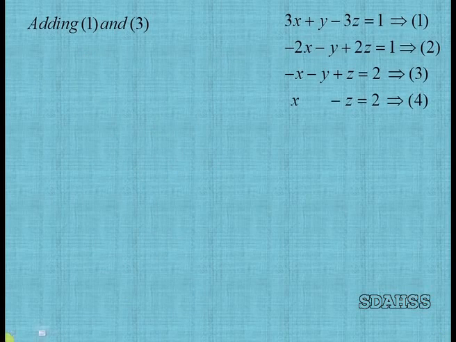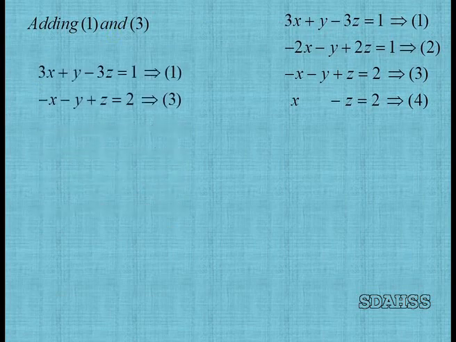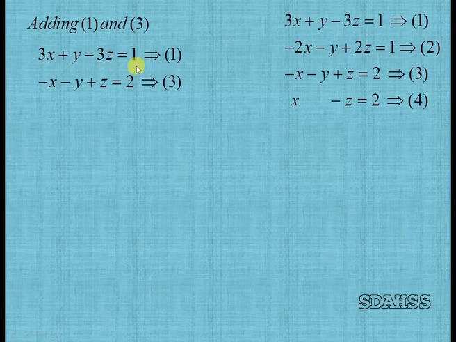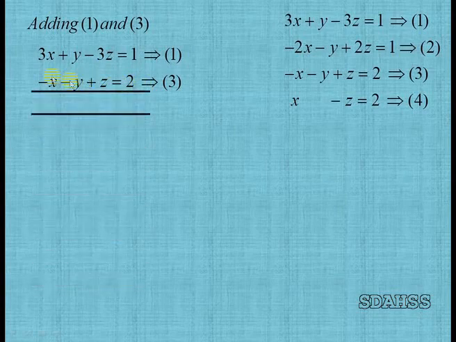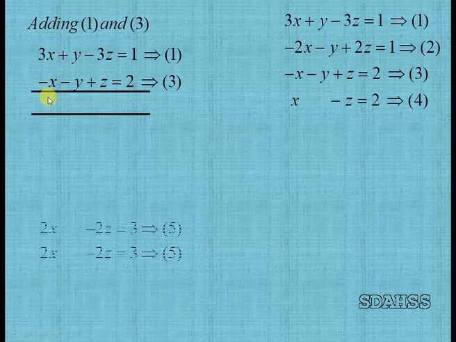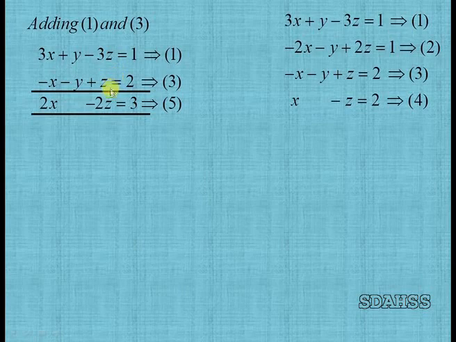Consider the first and the third equation and add them. 3x + y - 3z = 1, and -x - y + z = 2, the third equation. If you add these two equations, the y terms cancel, plus y minus y cancelled. So remaining you have 3x minus x, which is 2x, minus 3z plus z, which is minus 2z, equal to 1 plus 2, which is 3. Mark it as the fifth equation.